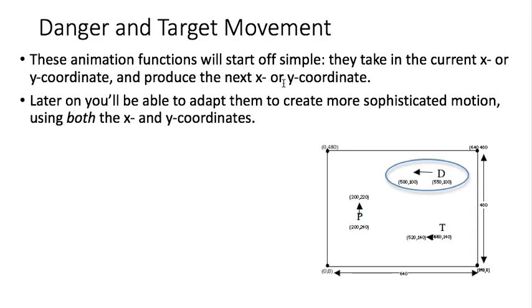So these animation functions will start off simple. They take in the current X or Y coordinate and produce the next X or Y coordinate. Just like in other animation, we don't have to think about all of the different moves. We just think of the small move from one place to another, and we let the computer do that a bunch of times, and that'll look like things are moving across the screen. Later you'll be able to adapt your functions to create more sophisticated motion using both coordinates. It will start off moving just one direction at a time, and then later we'll do both coordinates. And when we can move both coordinates, then we can move in any kind of pattern we want.